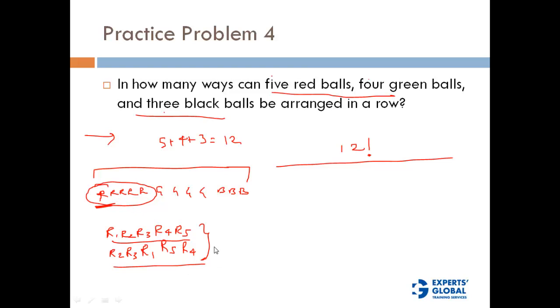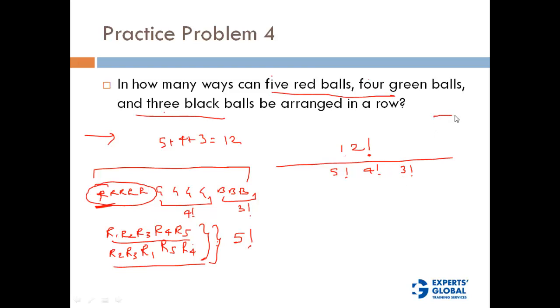So that means these many cases are extra included, and I'll have to divide this 12 factorial by these many cases. And how many such cases are there? There are 5 red balls, so there are going to be 5 factorial ways included in this 12 factorial that I don't need. Similarly here 4 factorial ways I don't need, here 3 factorial ways I don't need. So I just divide by 5 factorial, 4 factorial, 3 factorial.